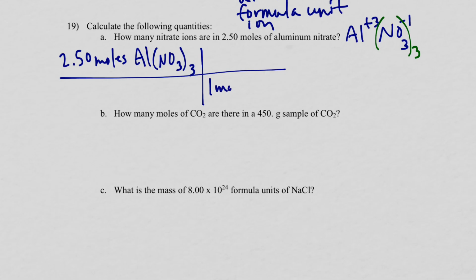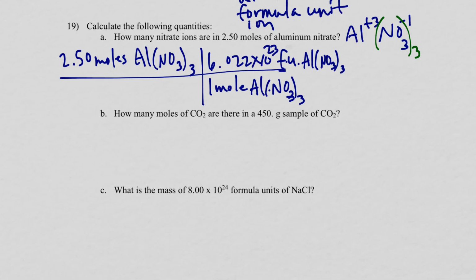So just as we talked about in the definition of a mole, 1 mole of aluminum nitrate will be equal to 6.022 times 10 to the 23rd formula units of aluminum nitrate. And the key in this particular question is to realize that you're not yet finished, because the next step is to convert from formula units of aluminum nitrate to ions of nitrate. So for every 1 formula unit of aluminum nitrate, Al(NO3)3, there are actually 3 ions of nitrate.